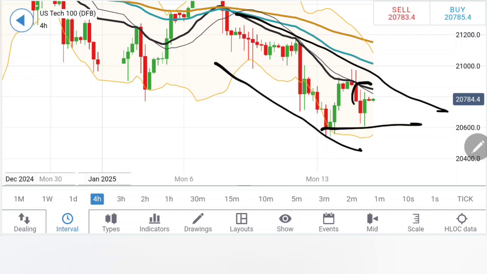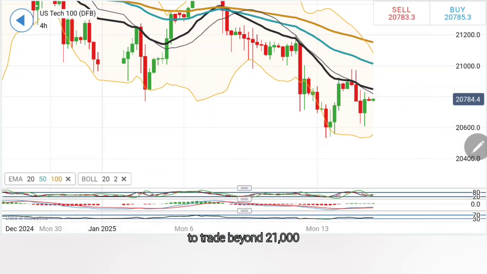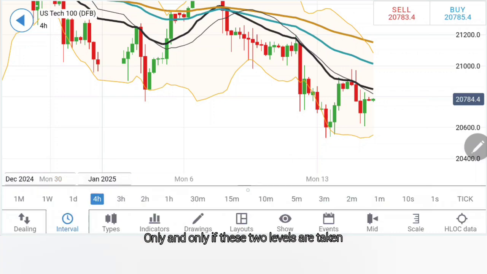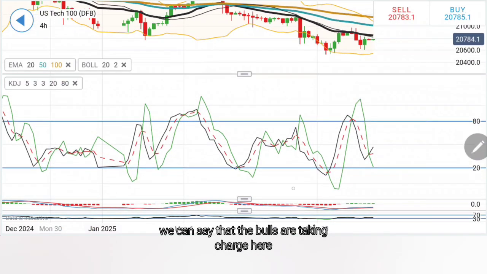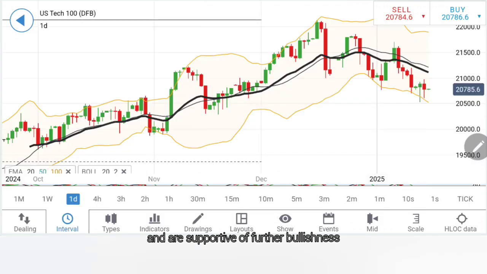So I'll still wait on the daily chart for it to trade beyond 21,000 and then towards 21,200. Only and only if these two levels are taken can we say that the bulls are taking charge here. Yes, the indicators are starting to rise and are supportive of further bullishness.